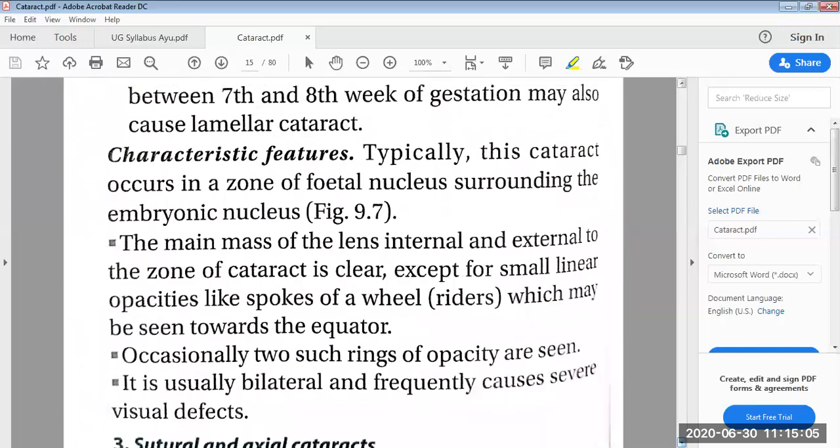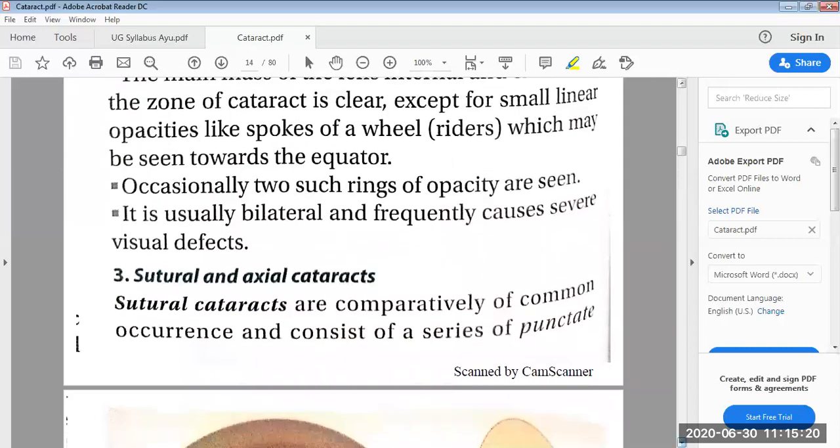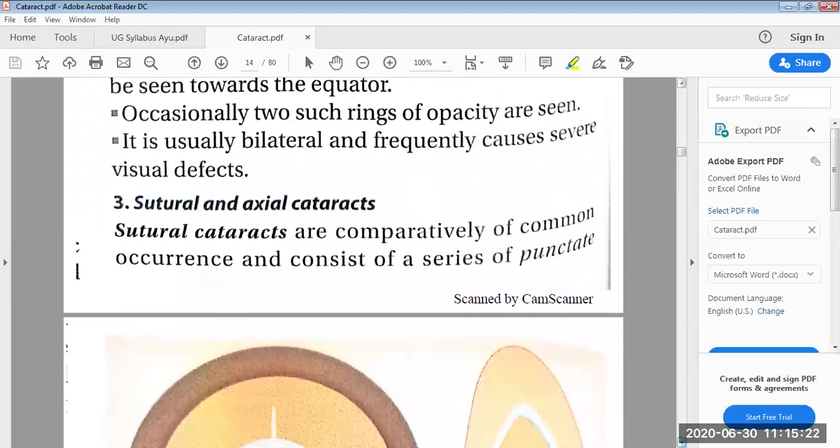So occasionally two such rings of opacity are seen in lamellar cataract, and it is usually bilateral and frequently causes severe visual defect. Then the next type of congenital and developmental cataract is sutural and axial cataracts.